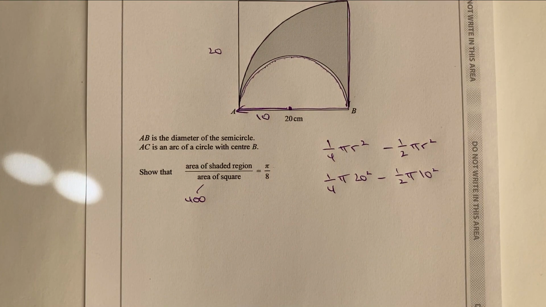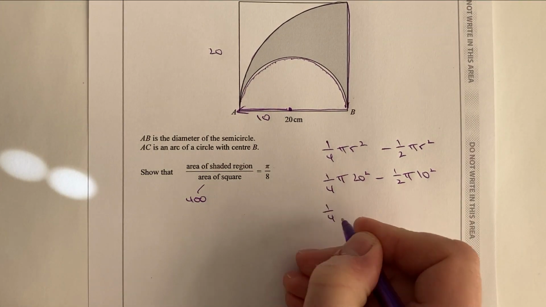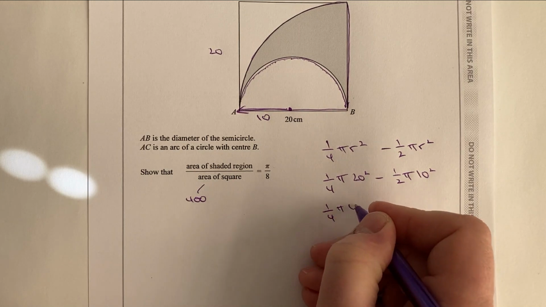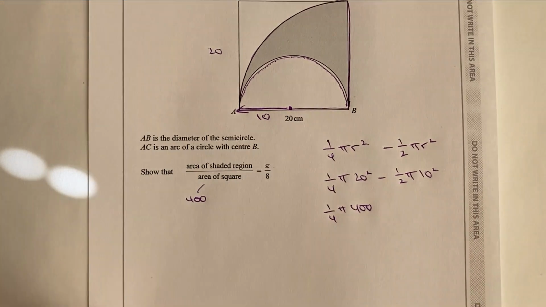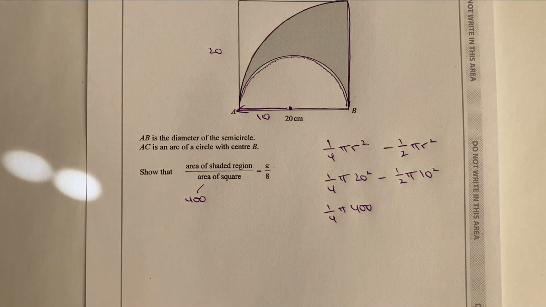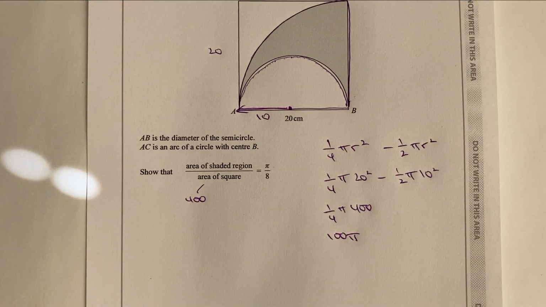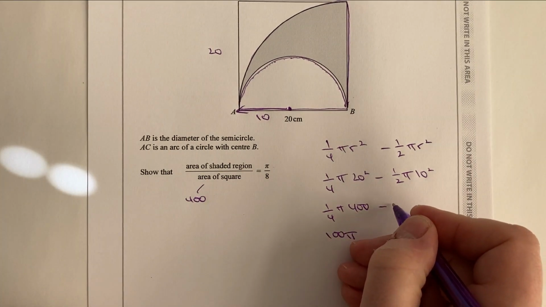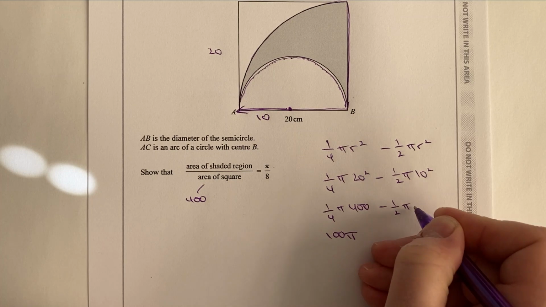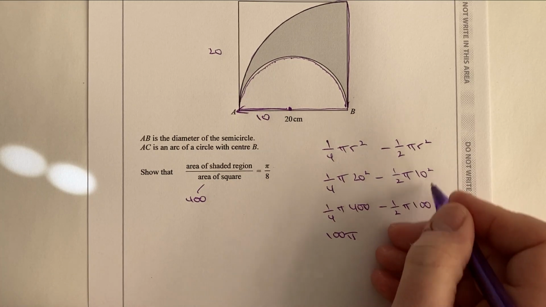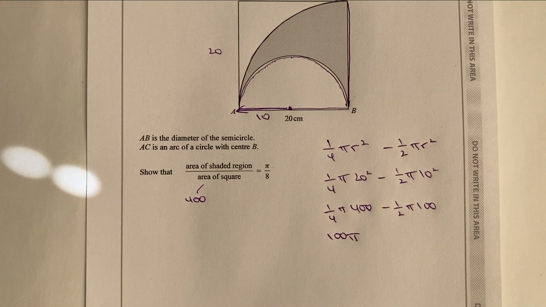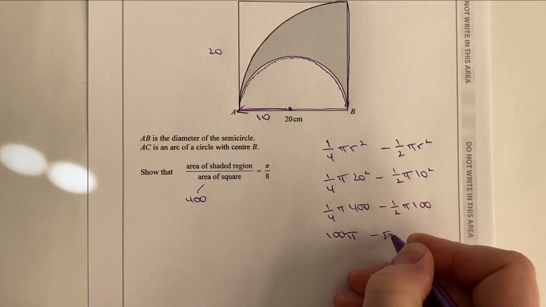Okay, so let's have a look at multiplying out these numbers. So I've got a quarter pi, and 20 squared is 400. Well, that's great, because a quarter of 400 is 100. So this bit is going to be 100 pi. Okay, happy with that? That looks really good to me, no problem. Same with the next one. I've got a half pi, and that's going to be 100, because 10 squared is 100. Well, that's going to be 50 pi, isn't it? So that's working out very well.